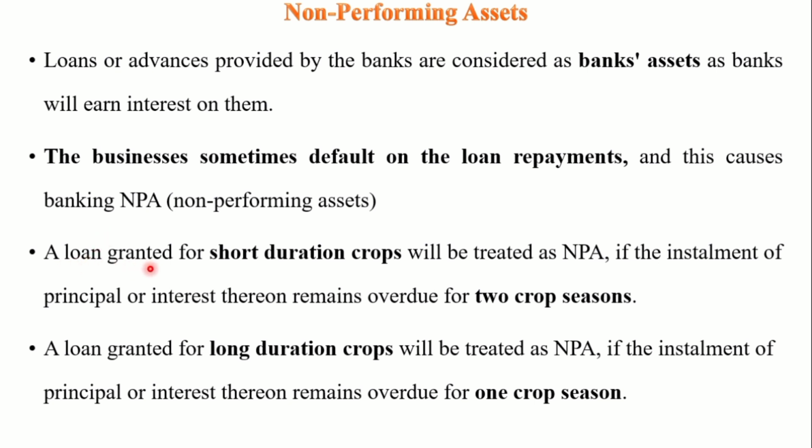A loan granted for a short duration crop will be treated as a non-performing asset if the installment of the principal and interest thereon remains overdue for two crop seasons. And a loan granted for a long duration crop will be treated as a non-performing asset if the installment of the principal and interest thereon remains overdue for one crop season.